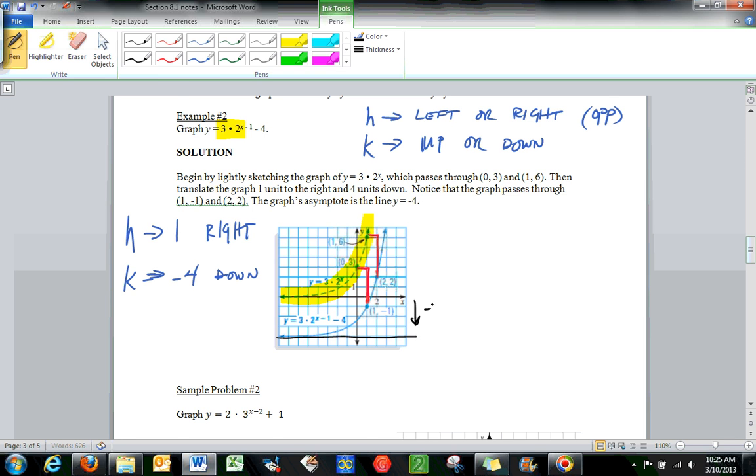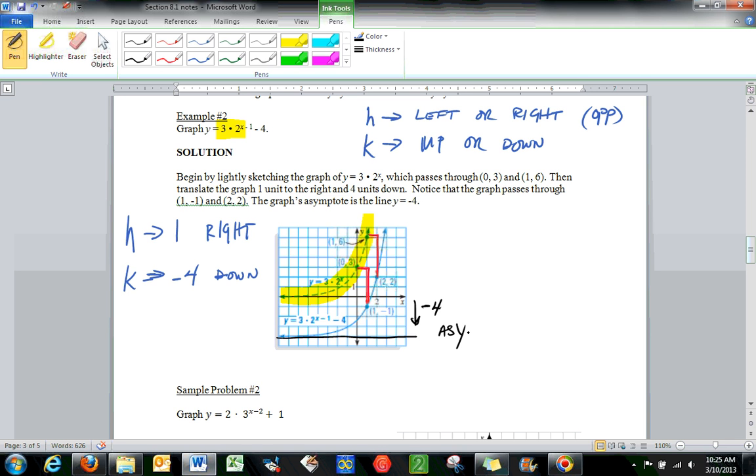So if we go down 4, the asymptote also shifts down 4 as well. So that's an extremely important part for us to remember. We don't want to try to graph this and keep the original asymptote. It's going to make our curve look really funny. So that is one way to graph this.